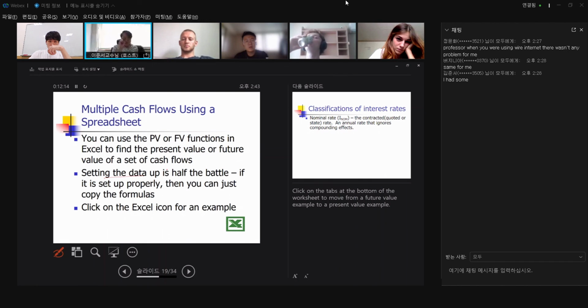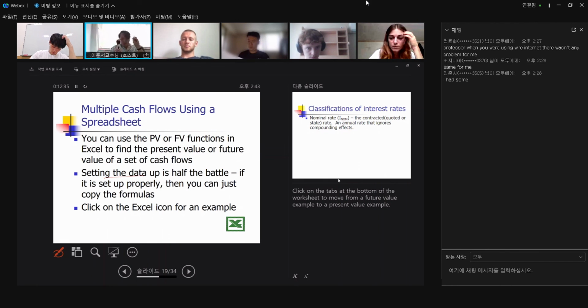So if you input the figures in the cells properly, then the next step is not conducted by you, but conducted by what? Excel, right? So the thing that you should do is what? You should put the proper number in each cell of the Excel spreadsheet, right? That's it.